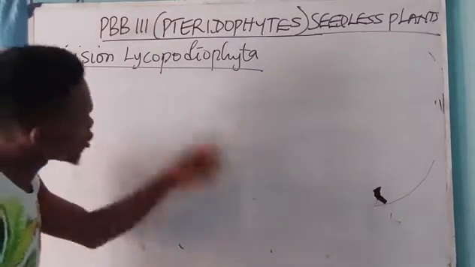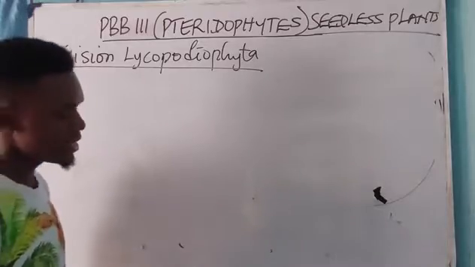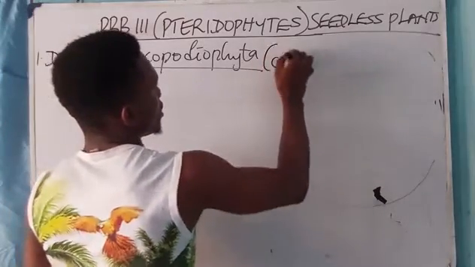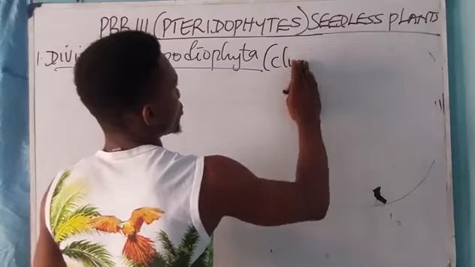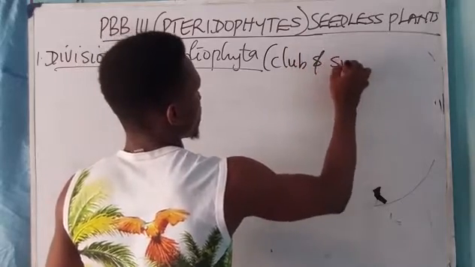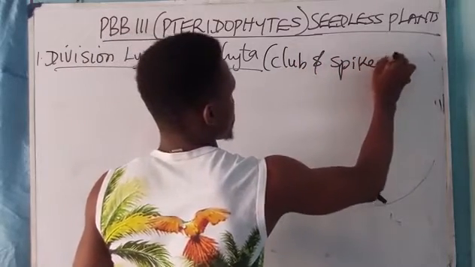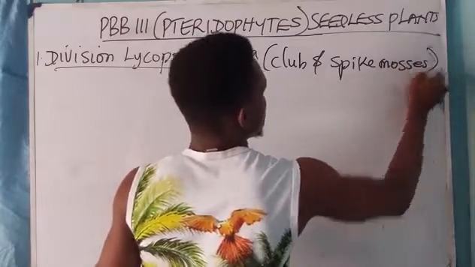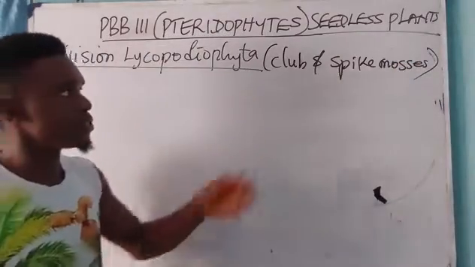Now, division Lycopodiophyta. All right, I said these are called the club and spike mosses. These are called the club and spike mosses.